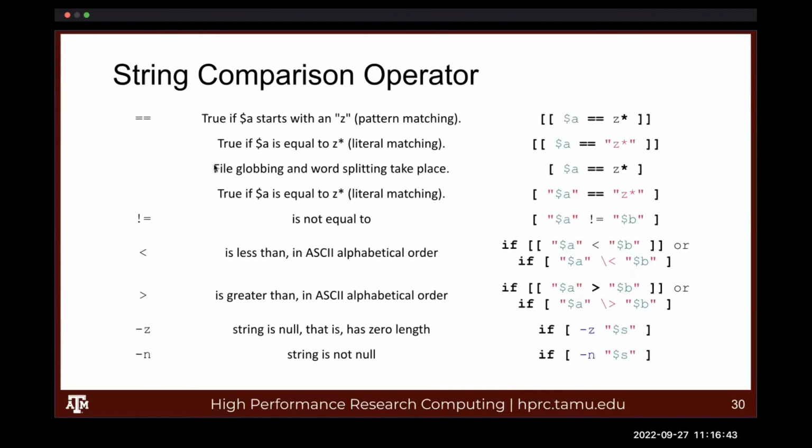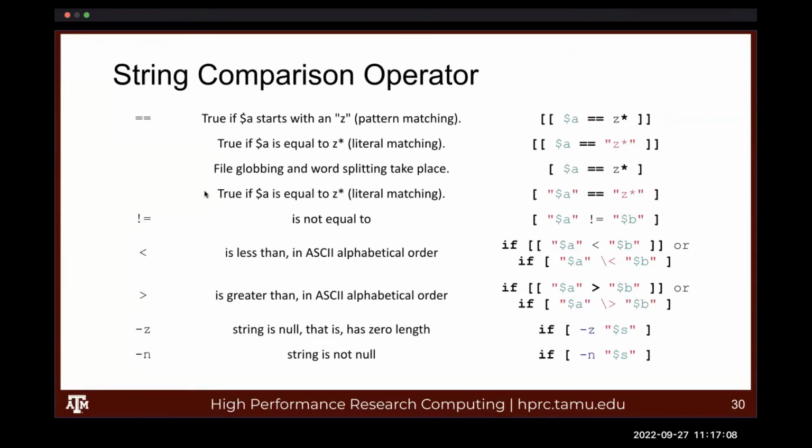In this next case, it'll split. So it'll look for that variable being equal to z, but it's going to split this up into separate words if it's separate words. Okay, variable a is equal to z star. This once again is literal matching. It's the same as above.